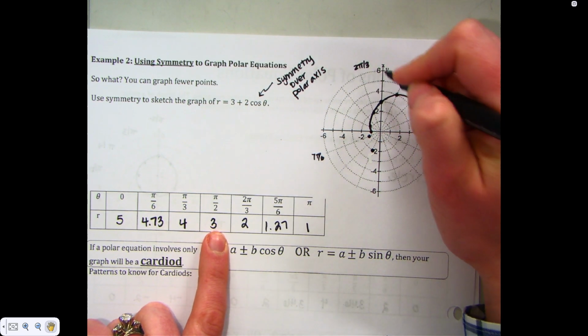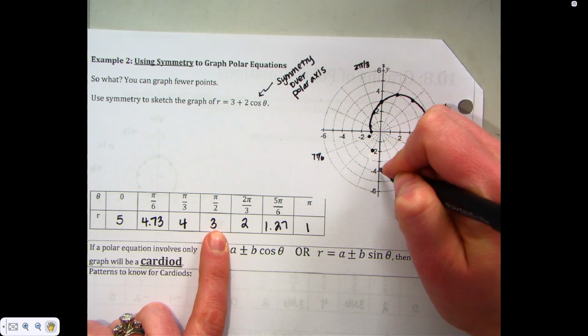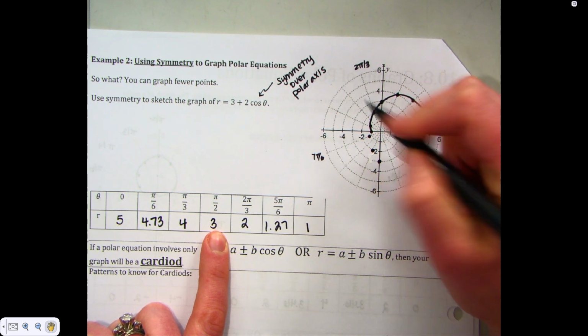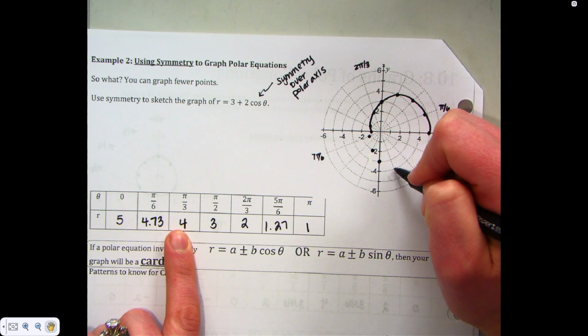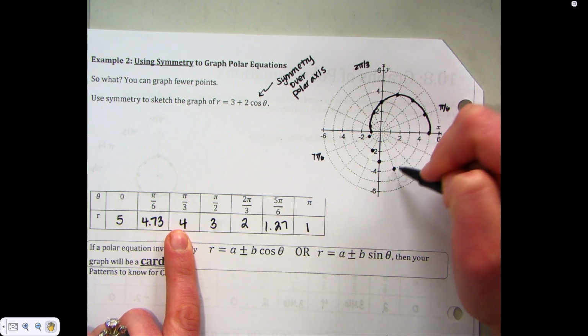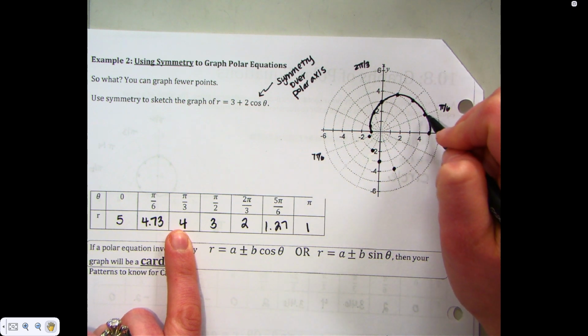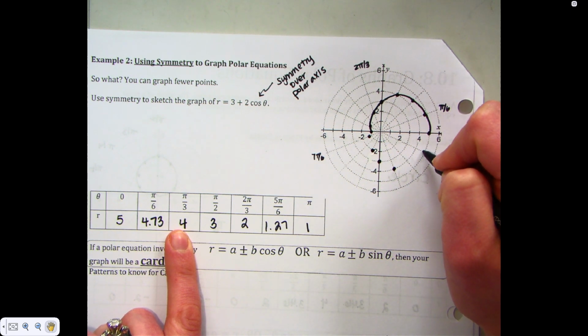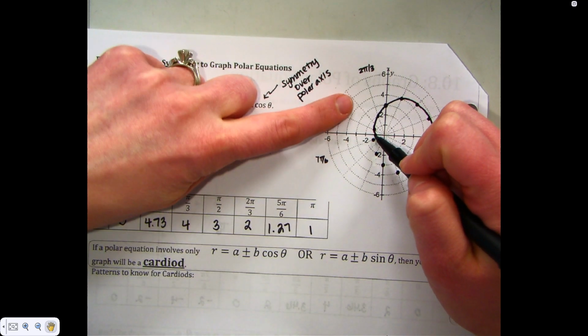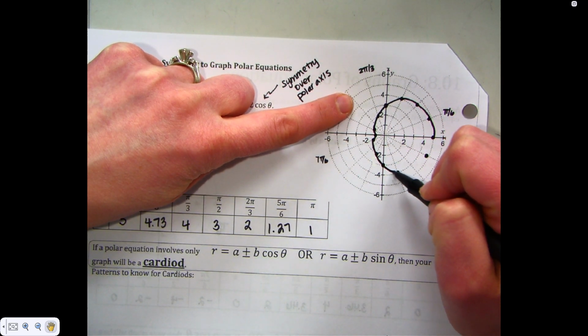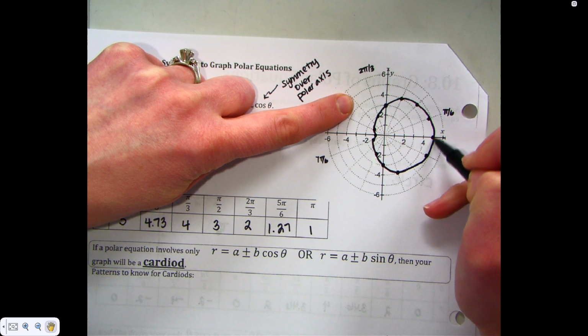Pi over 2 would reflect onto 3 pi over 2. And pi over 3 was at 4, so that would put me right here when I reflect it over the polar axis. And then this last one, 4.73, just a little shy of 5. And if I think about continuing around the unit circle and plugging those values in, I get this mirror image underneath.